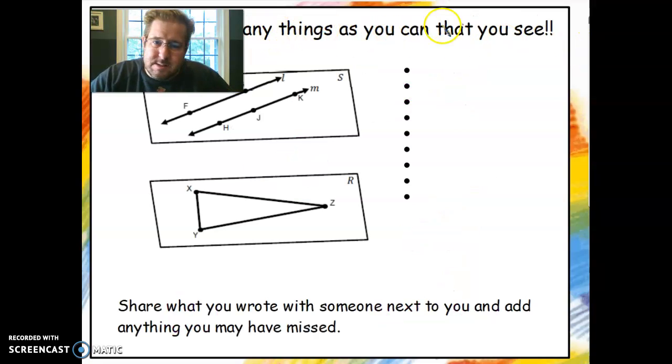All right, list as many things as you can see. All right, so this is the last thing that we're going to be doing here in this video. It says share what you wrote with somebody. So I'm just going to talk about what I see. First of all, I see 2 planes. I see a plane S.